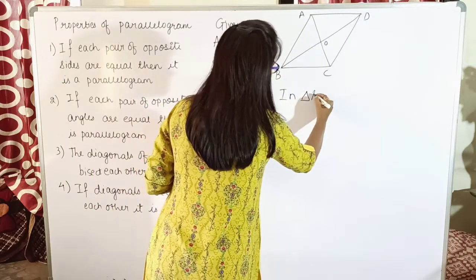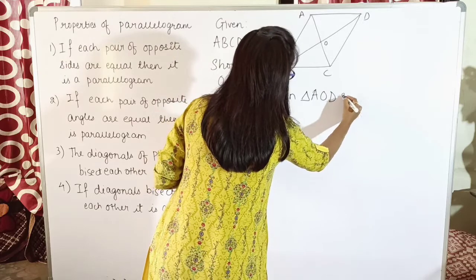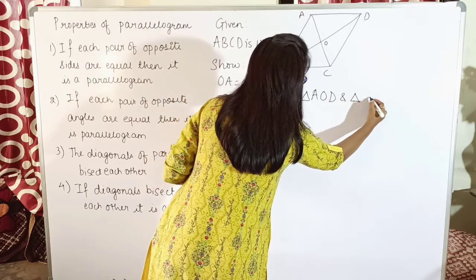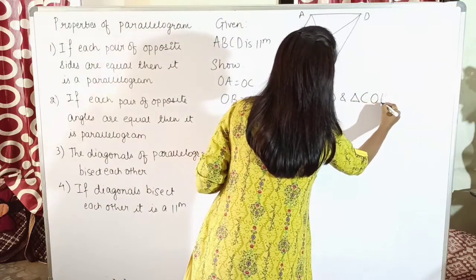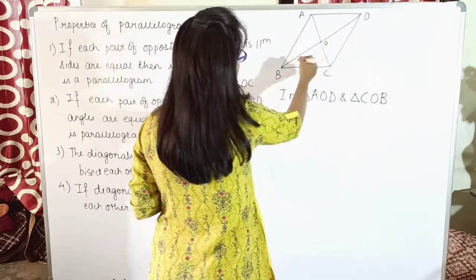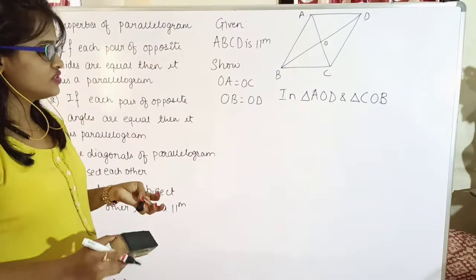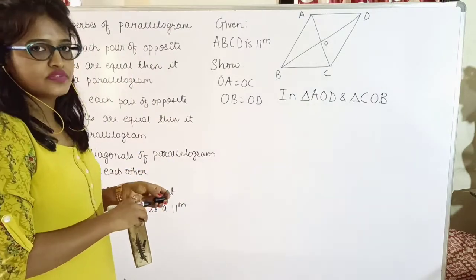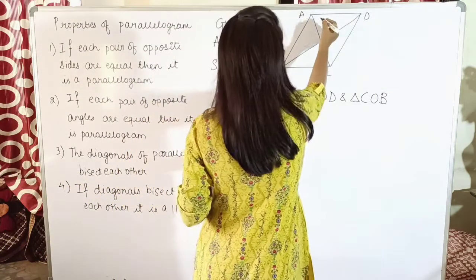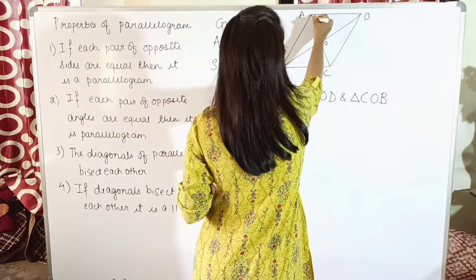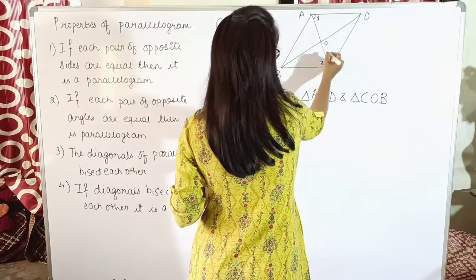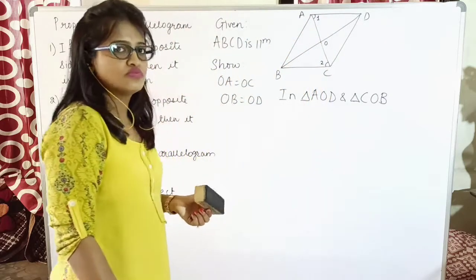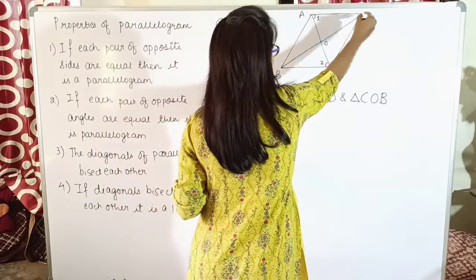In triangle AOD and triangle COB, AOD and COB. So which is the first thing which is equal? Yes, is this angle equal to this angle? If I name them as 1 and 2, is angle 1 equal to angle 2? See, angle 1 and angle 2.